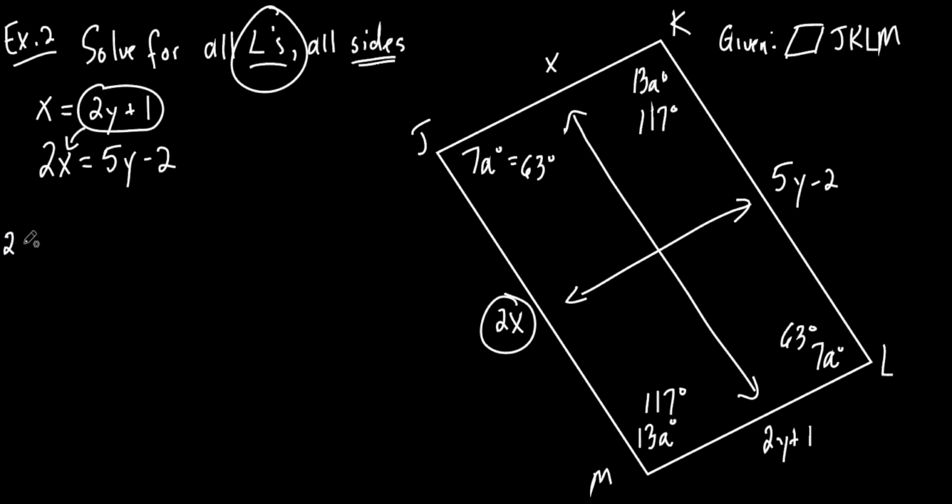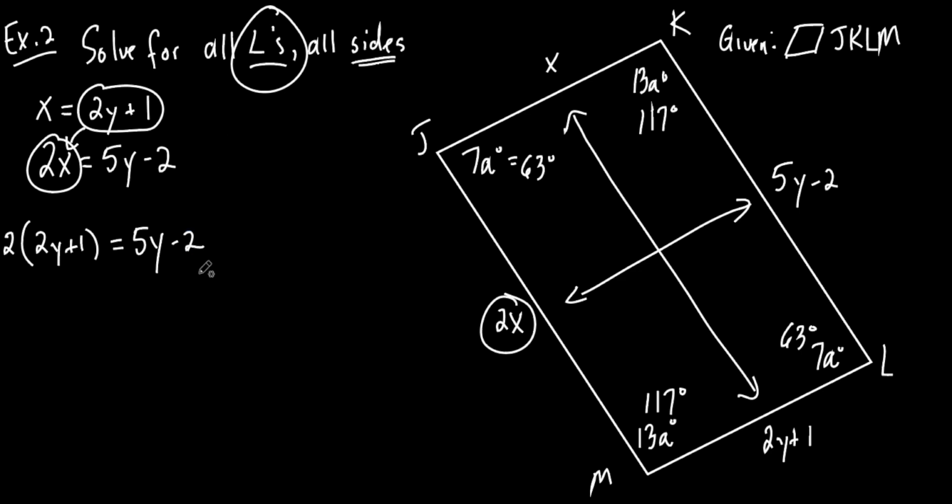So I'm going to go 2 times, right? In algebra, we use parentheses for times. Times what? You got it. 2y plus 1. Okay? So that's this right here. Everybody see that? That's the 2x. Let's continue that second equation. 2x equals what? 5y minus 2.